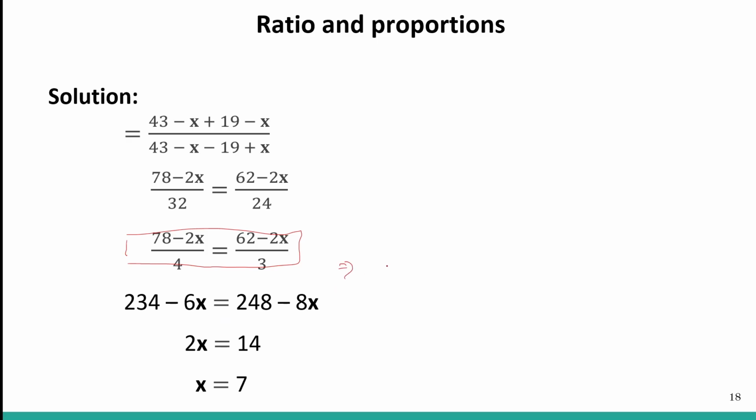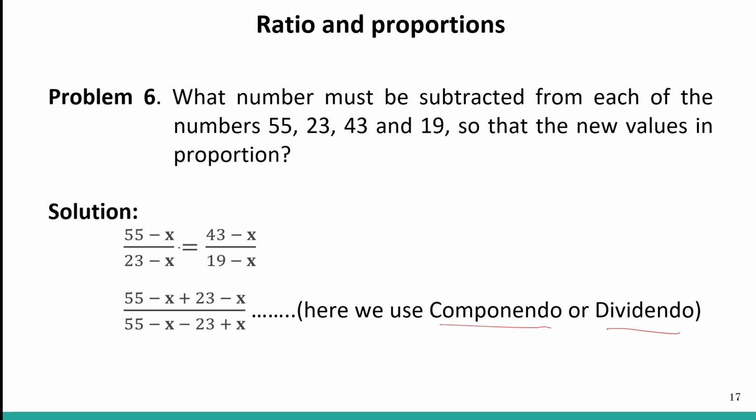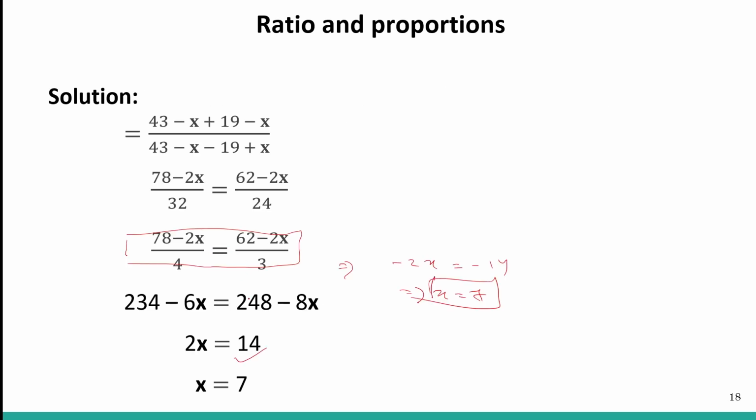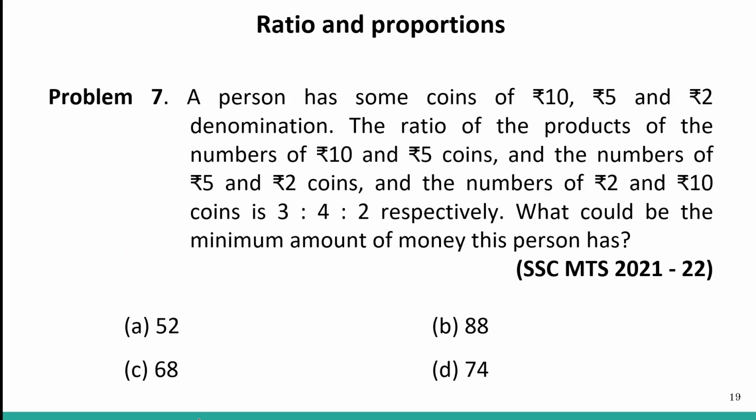So this implies that what? 8x, so minus 2x is equal to minus 14. So this implies that x is equal to 7. So x is equal to 7 is the correct answer. So if we subtract 7 from all these numbers, then these values are in proportion. 7 is the correct answer. So let's see problem number 7.